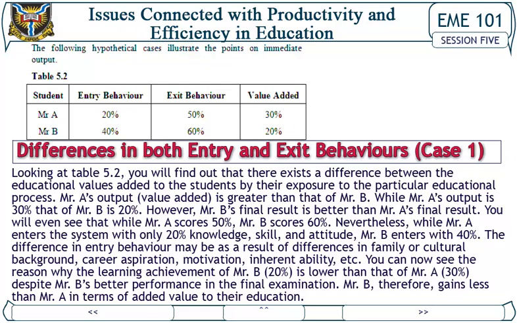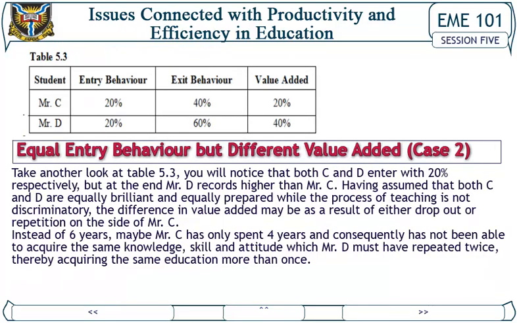You can now see the reason why the learning achievement of Mr. B, 20%, is lower than that of Mr. A, 30%, despite Mr. B's better performance in the final examination. Mr. B therefore gains less than Mr. A in terms of added value to their education. Equal entry behavior but different value added.